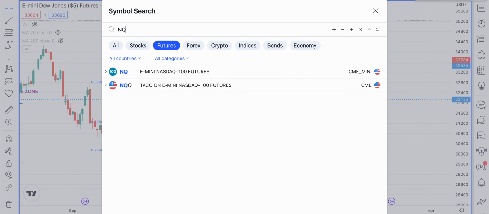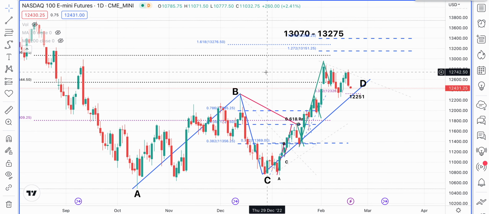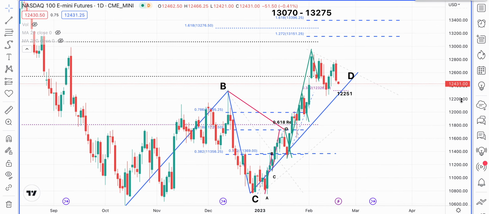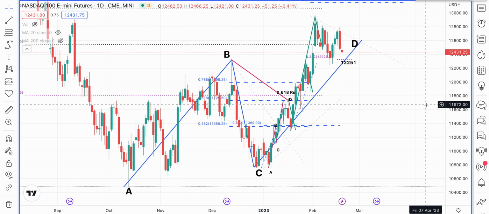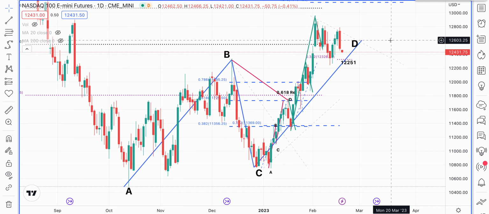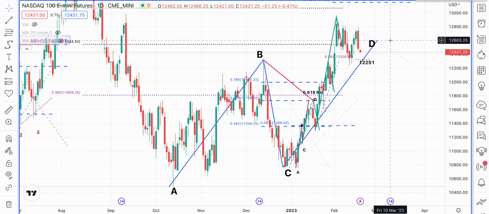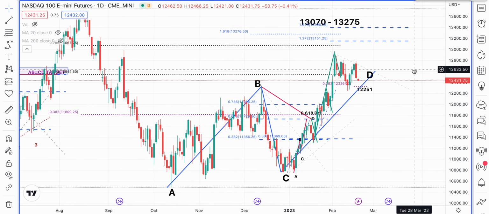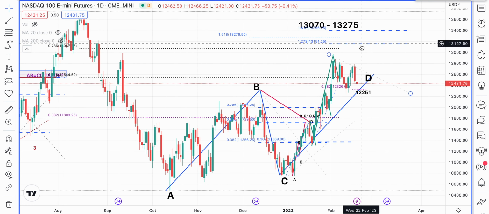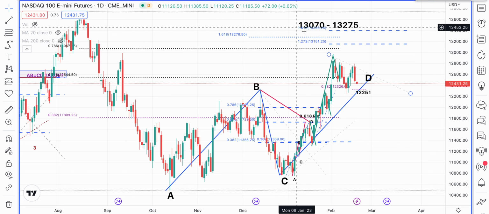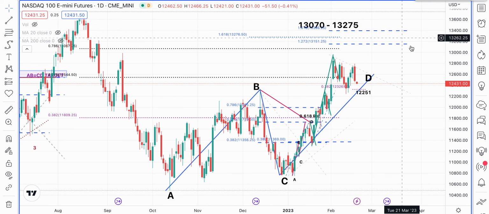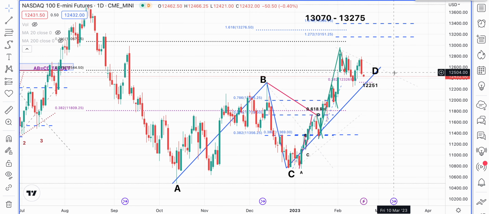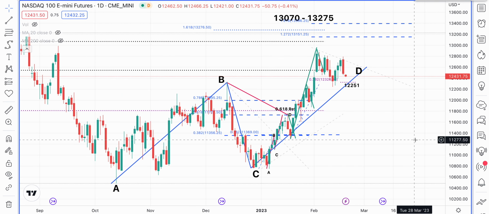Okay, let's take a look at the Nasdaq futures, Nasdaq 100 futures. So here the Nasdaq is actually quite interesting because it actually completed our ABCD target around 12,600. However, the price action was pretty strong after that, and we were anticipating the market would actually move higher right into the 78.6% Fibonacci retracement, and we had further resistance coming in between 13,070 and 13,275. However, that has not materialized yet, and the market keeps on moving sideways.